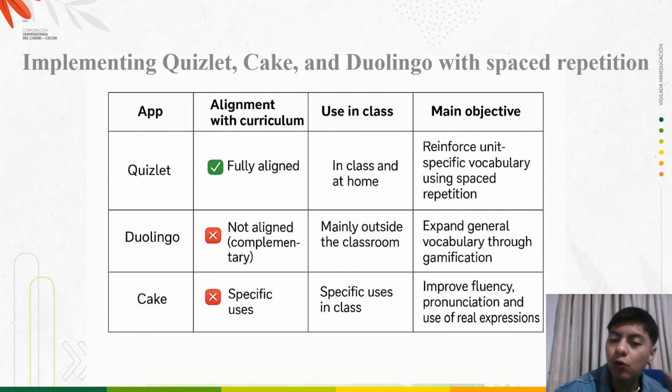Duolingo will be used as a warm-up and for review activities, both in class and at home, helping students reinforce previous lessons. Cake will be implemented when working on routines, vocabulary, and expressions, aligning with the curriculum but not focused on grammar. Quizlet will be used for grammar and vocabulary based on the curriculum, and the rubric, serving as a tool for quiz sets and topic-based activities. Together, they form a complementary strategy: curriculum expansion and real use.